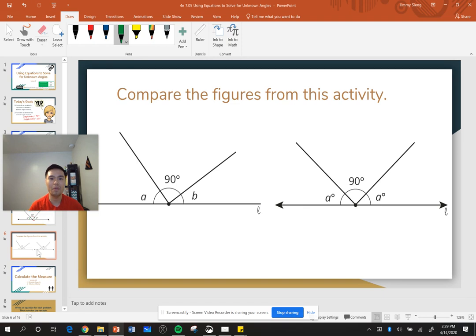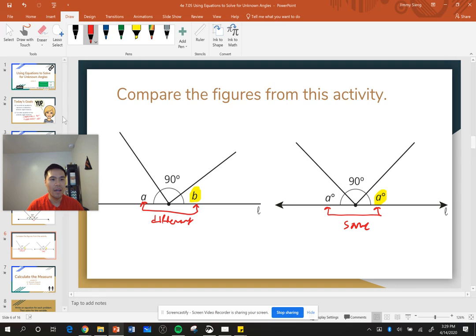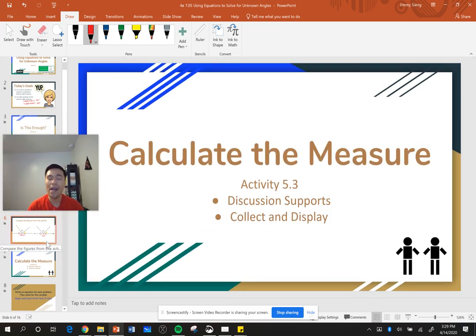This one more. So if we compare these two, well, what do you notice the difference? I noticed that this right here, this B and A, those aren't the same, right? So we can say with the last example, with the 2A plus 90 degrees equals 180, we can say these are the same. And then these ones are different from each other, okay? They're different.